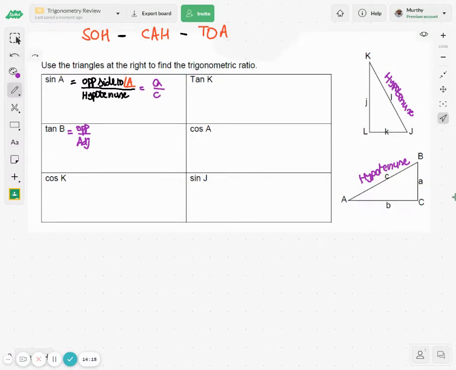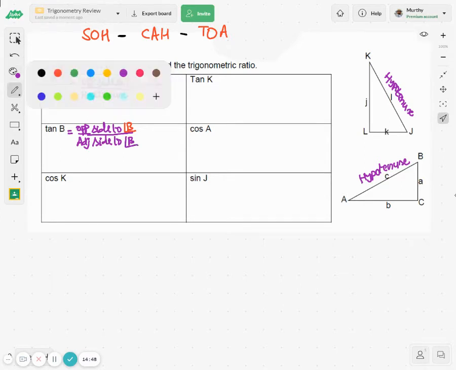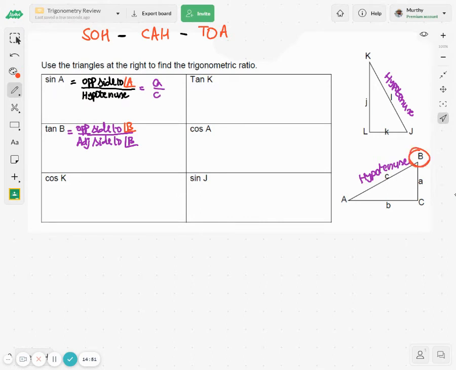But I personally prefer this way: opposite side to whatever the letter is given here, that plays a vital role. I see that it is B. Therefore, you write opposite side to angle B over adjacent side to angle B. This one is adjacent side to B, so please do include this. Now, what is opposite side to angle B? I see that B is here.